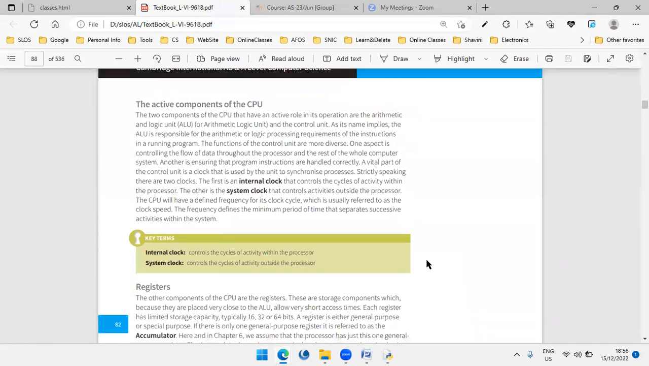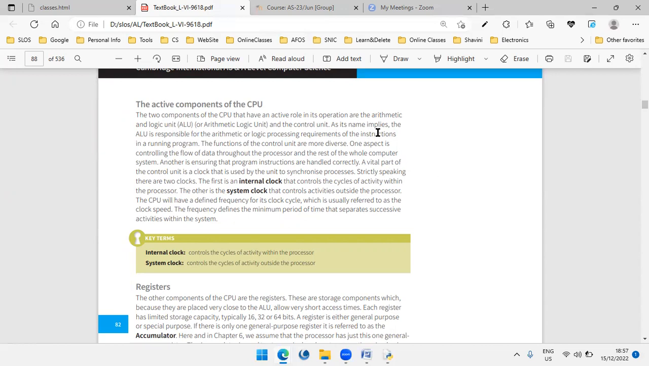The active components of the CPU. What are the two active components? You have the ALU, you have the CU. CU, not see you later. CU, ALU, internal clock or system clock, and the registers. Two components of the CPU that have an active role in its operations are the arithmetic and logic unit and the control unit. That, of course, we must have repeated 100 times.